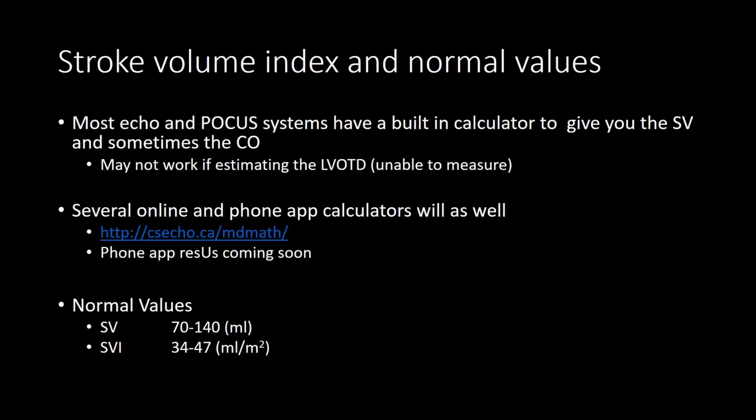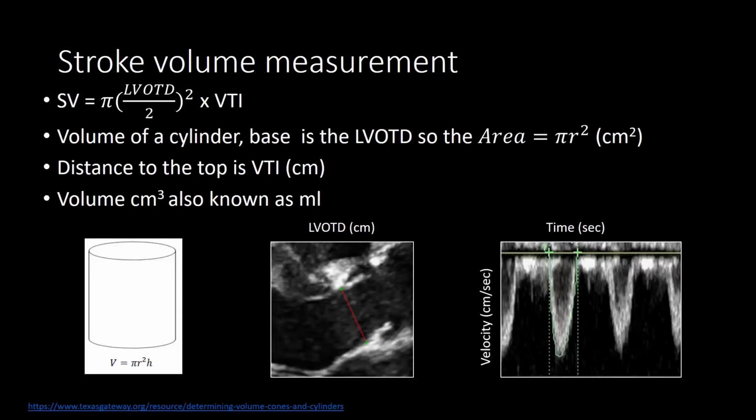For stroke volume measurement, I want everyone to go back to their college physics or algebra classes. When we're thinking about stroke volume, we're really finding the volume of a cylinder. So the left ventricular outflow tract is really a tube. So you're going to find the area of that tube, which is pi times the LVOT diameter divided by 2, squared, and you're going to multiply that by the VTI. The VTI represents the height of that cylinder. So when you multiply these two together, you're going to get your stroke volume.